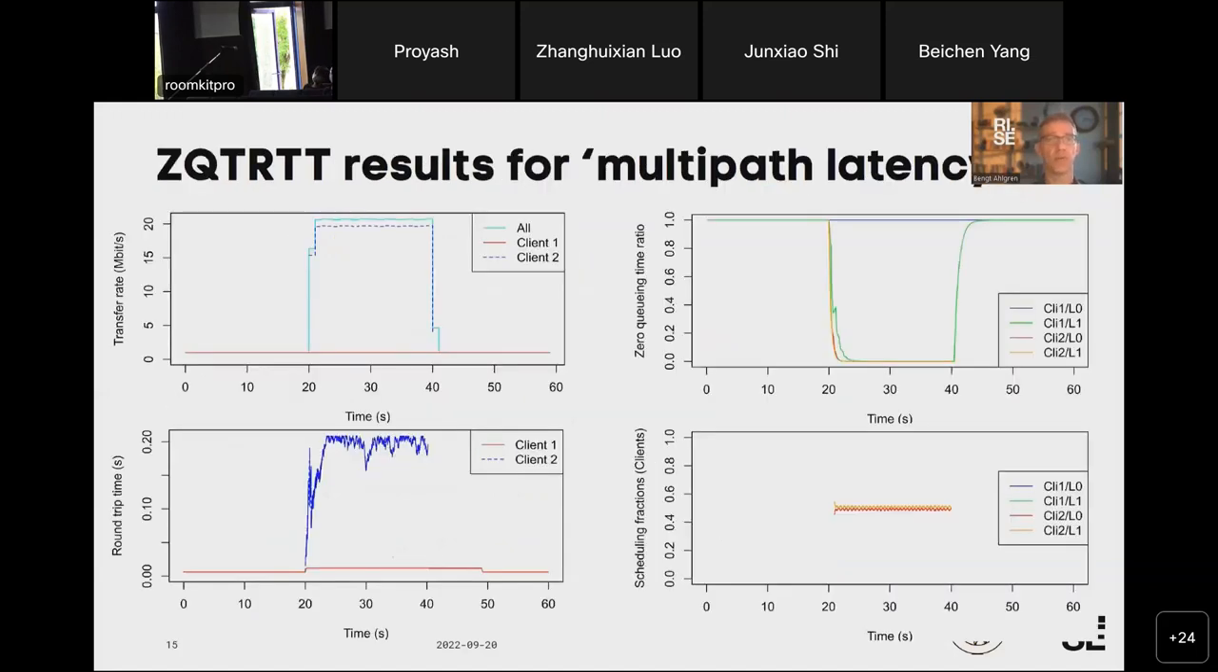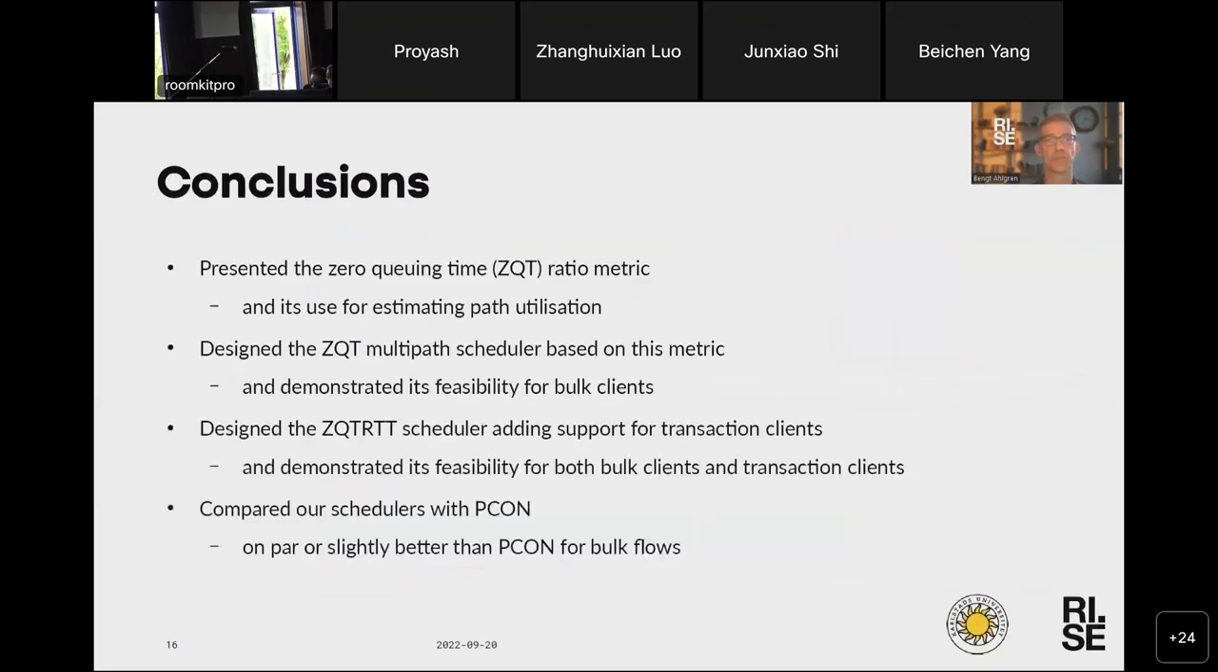Now we can see here for the ZQT-RTT scheduler, let's just look at the lower left graph on the round trip time. We see that client one starts out with a low RTT. Then when it gets interfered by client two, it switches over to the other path, its private path, and gets a slightly higher but very stable round trip time. And then somewhat after client two stops, it switches back to the shared path with the lowest RTT. So this experiment shows that the algorithm works as we wanted.